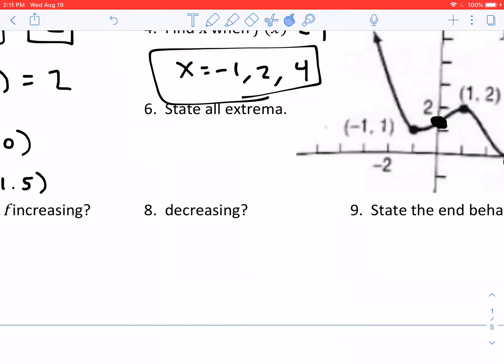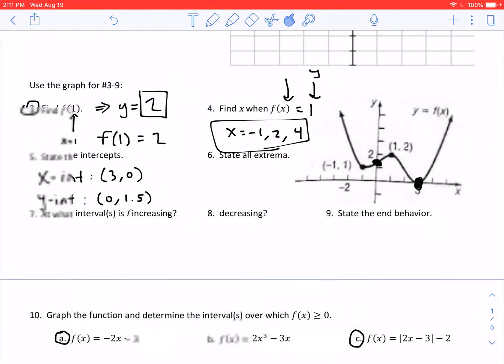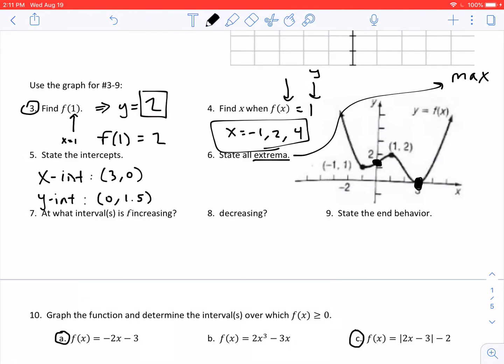State all extrema. So extrema is a fancy word for maximum or minimum values. Extreme values are the extremely high or extremely low. State all extrema is saying state the maximums and the minimums. And in this example, there are several maximums and minimums. So let's see if we can't find them all.